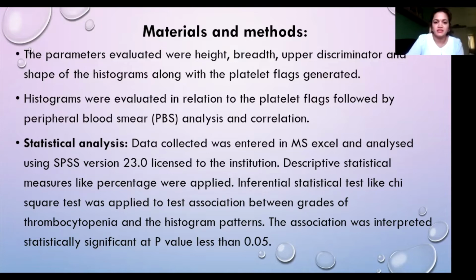The statistical analysis was conducted by entering the data in MS Excel sheet and using SPSS version 23, which was licensed to the institution. Descriptive statistical measures like percentage were applied. Inferential statistical tests like chi-square test was applied to test the association between grades of thrombocytopenia and the histogram patterns. The association was interpreted as statistically significant at a p-value of less than 0.05. So now we will move on to the results.